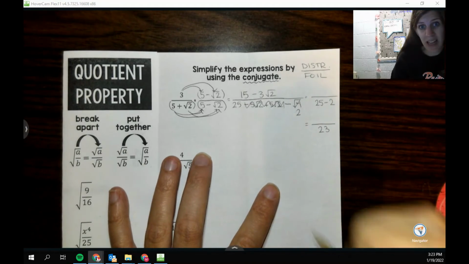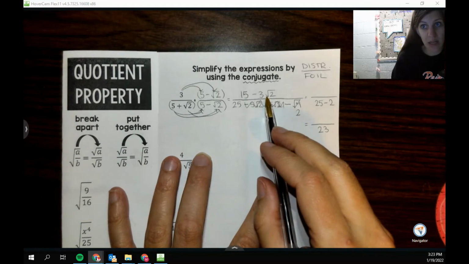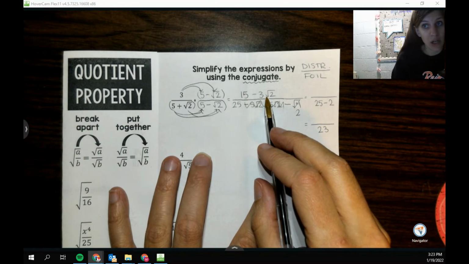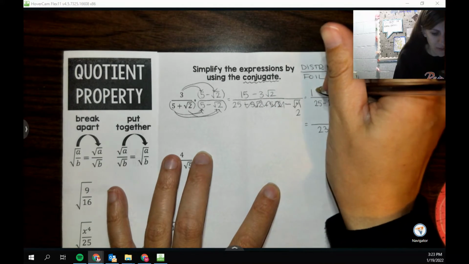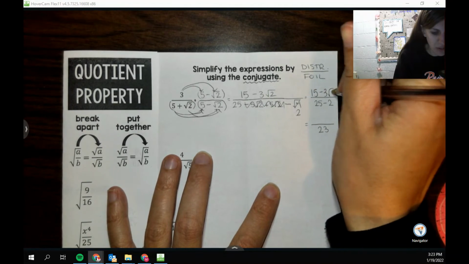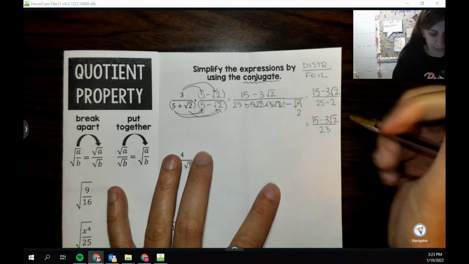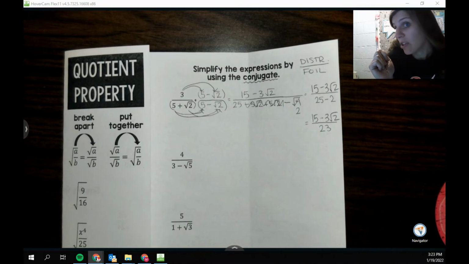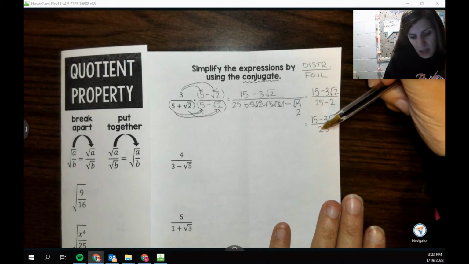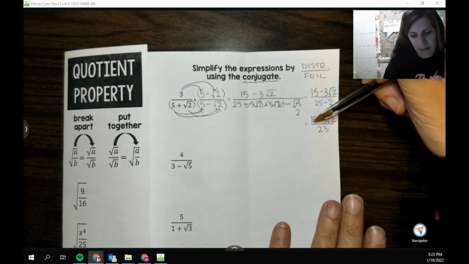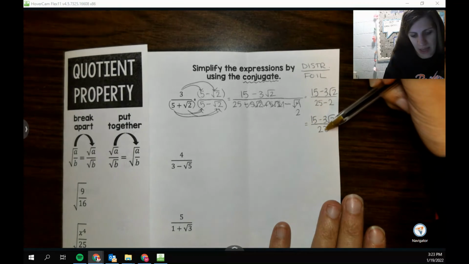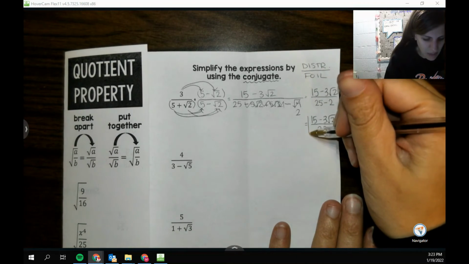I know we haven't talked about it yet, but it kind of feels awkward to subtract these. And it should feel awkward. Don't do it. We just have 15 minus 3 root 2. And then my final answer, 15 minus 3 root 2. Now, one thing that you could potentially do is if all of these were divisible by the same thing, we could do it, but they ain't, so you won't.